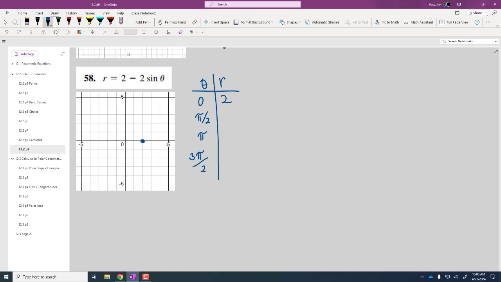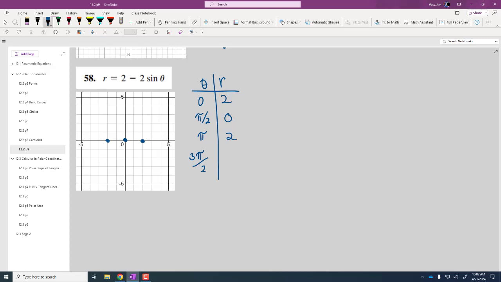In the pi over 2 direction, what's sine of pi over 2? 1. And then 2 minus 2 is 0. So that's going to put us right at the origin. Pi over 2 direction, we go 0 units away, so we're at the origin. Pi direction, sine of pi is 0. 2 minus 0 is 2. We go 2 units away in the pi direction.